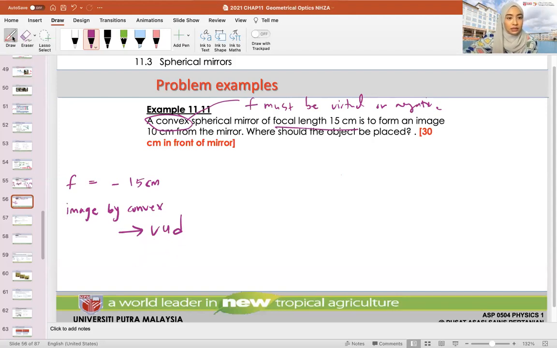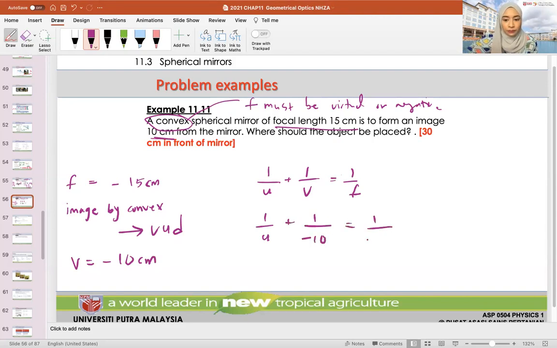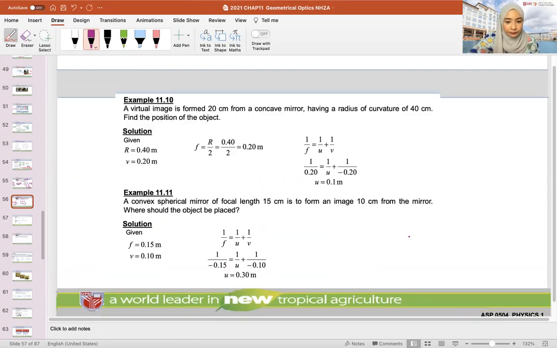So with that said, our equation will be 1 over u plus 1 over v equals to 1 over f. My f we already know is negative. Our v should also be negative, and it tells us it's 10 centimeter away from the mirror. So v is minus 10 centimeter. Must be minus also. Where should the object be placed? That is our unknown. 1 over u plus 1 over minus 10 equals to 1 over minus 15. I would get my u as, I don't know, let's see the answer.